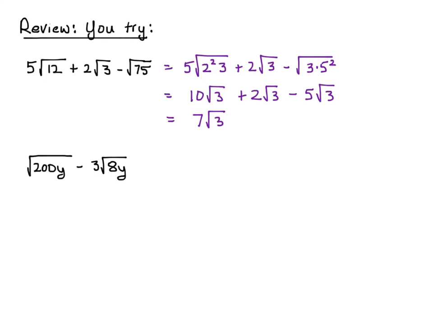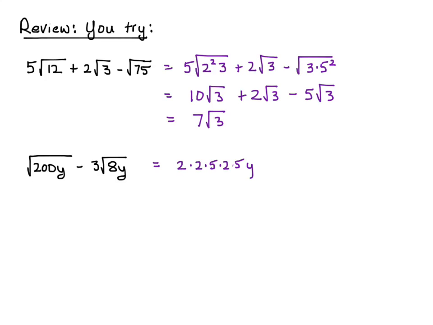How about the second one? Did you get the second one? What'd you get? I got 4 root 2y. 4 root 2y. How did you do that? Give me the steps. So for 200y, I did root 2 times 10 squared times y. And then I took out 10. And then for the other one, I did 3 root 2 squared times 2y. Okay. And then I took out the 2. 3 times 2 is 6. So 10 root 2y minus 6 root 2y.